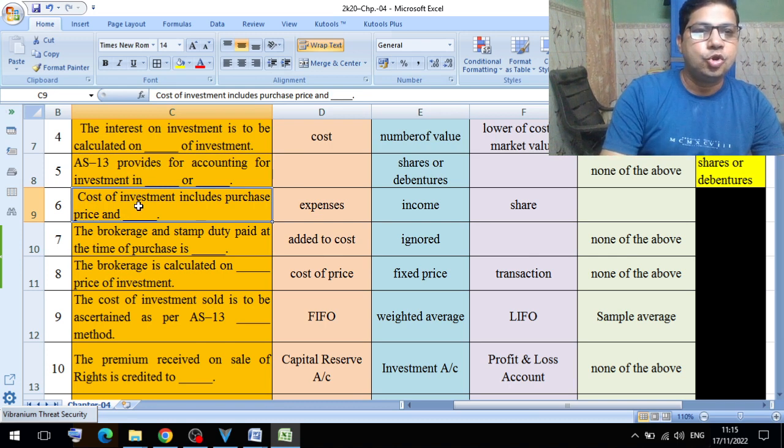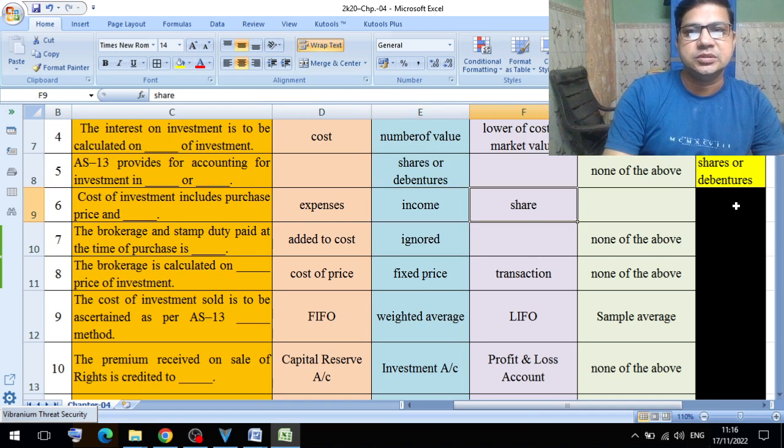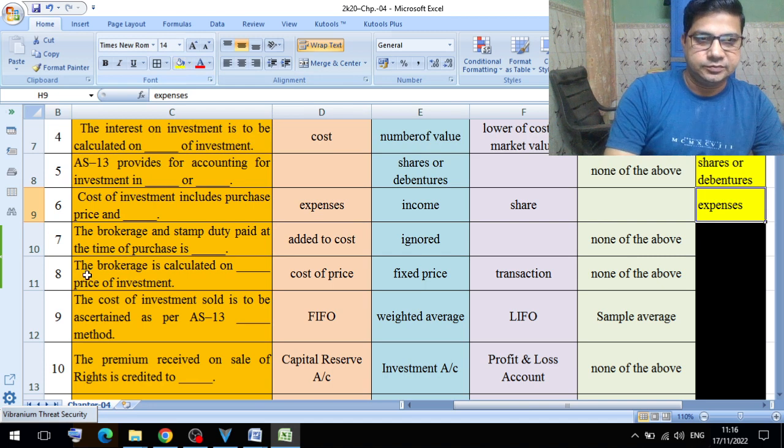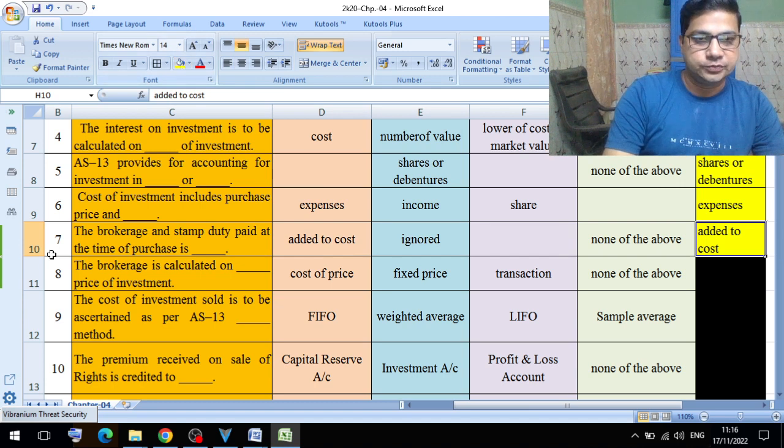Next question: cost of investment includes purchase price and dash. Option A expenses, option B income, option C share. Here the best option is expenses. Next question: the brokerage and stamp duty paid at the time of purchase is dash. Add to cost, ignore or none of the above. So we have to select the best option, that is add to cost.